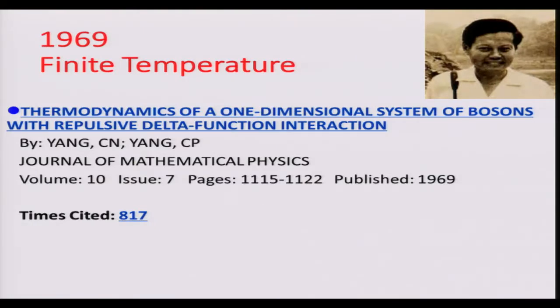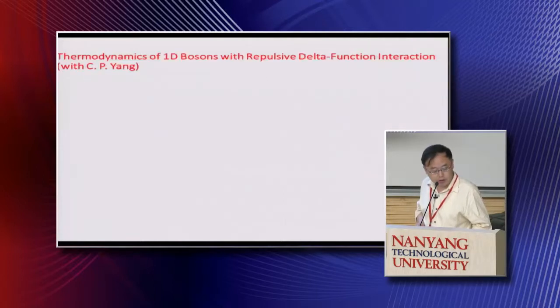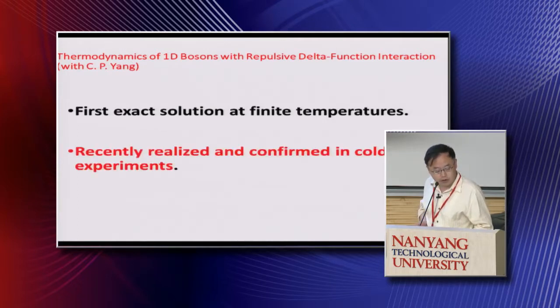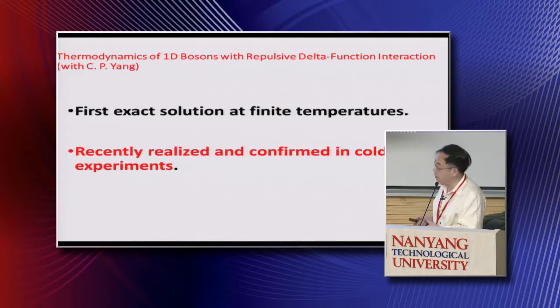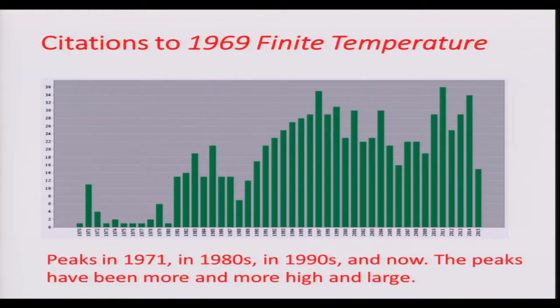The next one in the 13 contributions is the 1969 one on finite temperature. In this work, Professor Yang and C.P. Yang, they gave the first exact solution at finite temperature. And again, it is now very relevant in cold atom experiments. Okay, this is a citation, and much more nowadays. Okay.